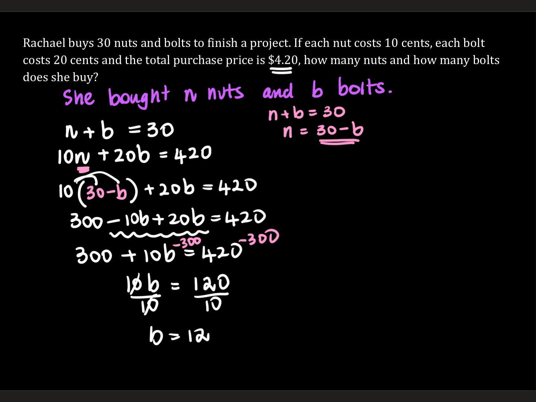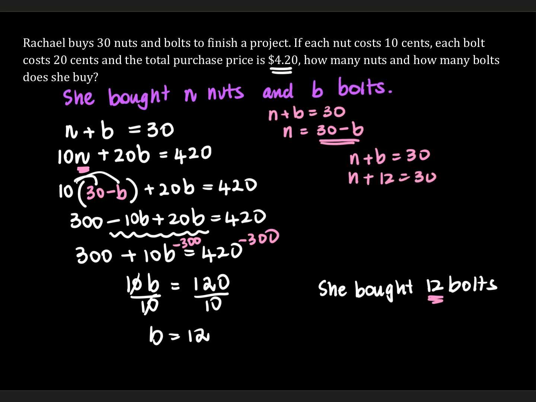B equals 12. So what does that mean? Start writing it here. She bought 12 bolts. Have we finished yet? No, we haven't. Well, how many nuts? I know that N plus B equals 30. N plus 12 equals 30. Take 12 off both sides. There we go. N is 30 minus 12, that's 18. She bought 12 bolts and 18 nuts.